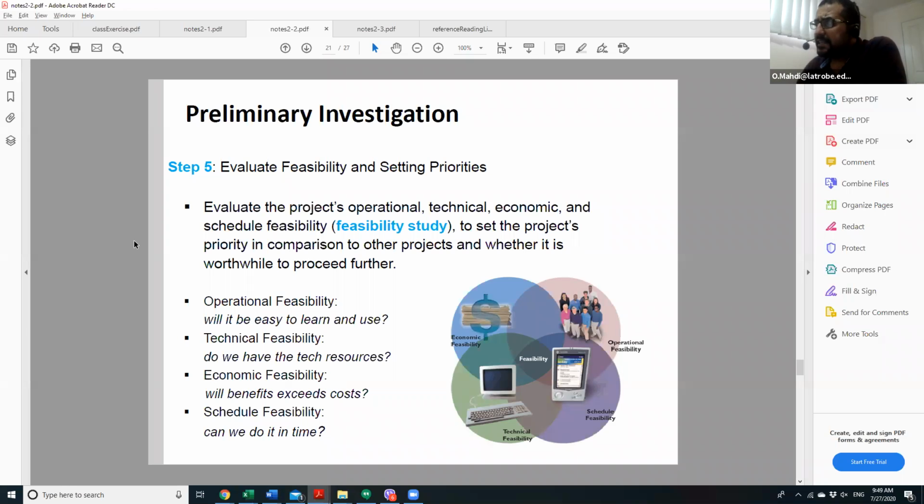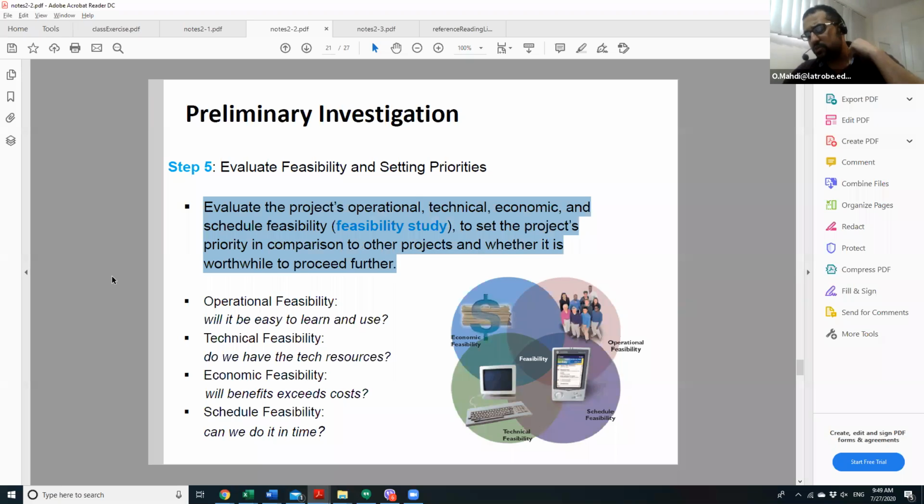Evaluate feasibility and set priorities. Evaluate the project's operational, technical, economic, and schedule feasibility to set the project priority in comparison to other projects. So here it's more about the evaluation of your project. Evaluation means you need to make a comprehensive study in terms of technical, operational, and economic aspects as well. And of course, you need to compare it, for example, with an existing information system.